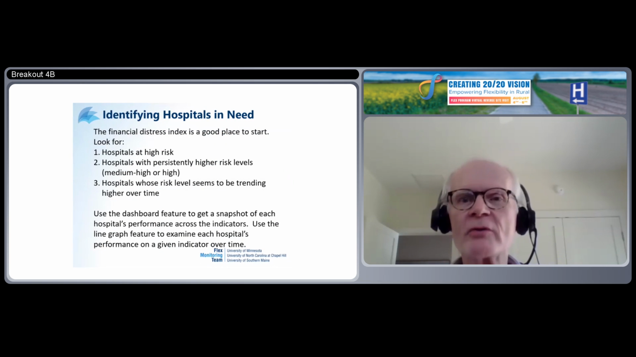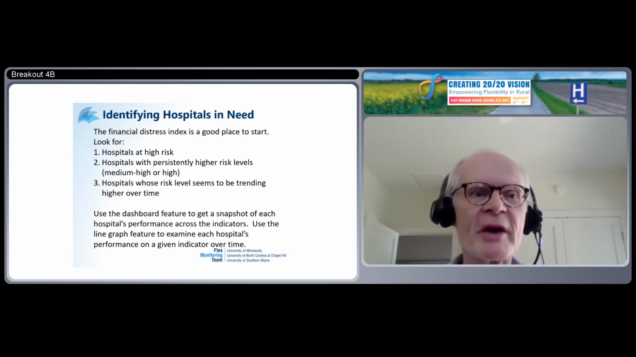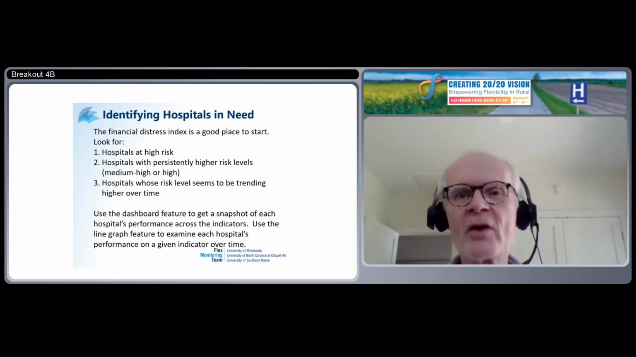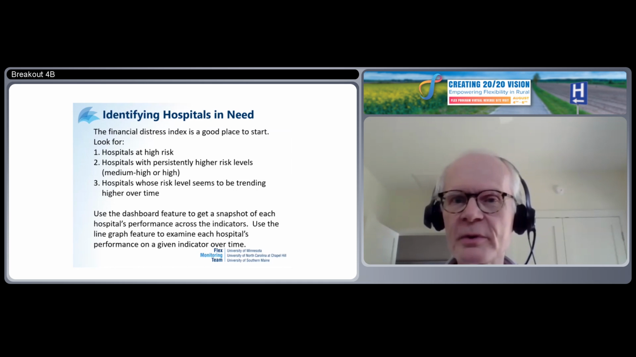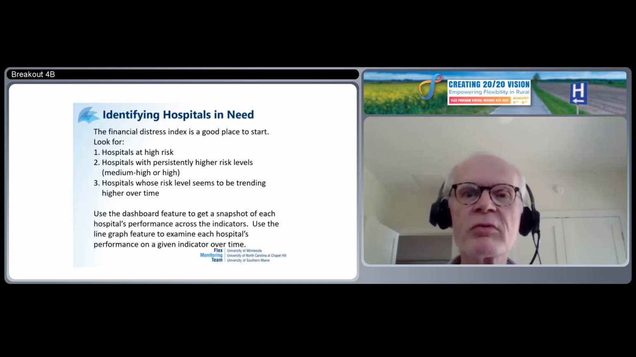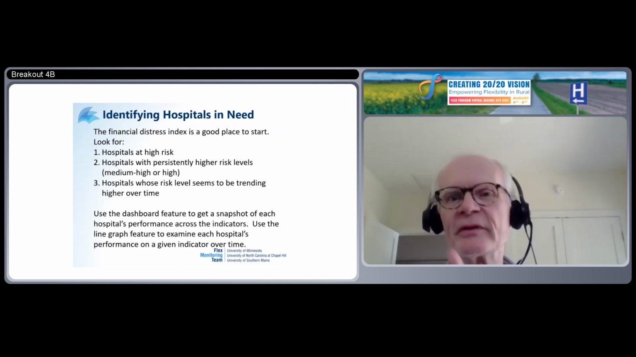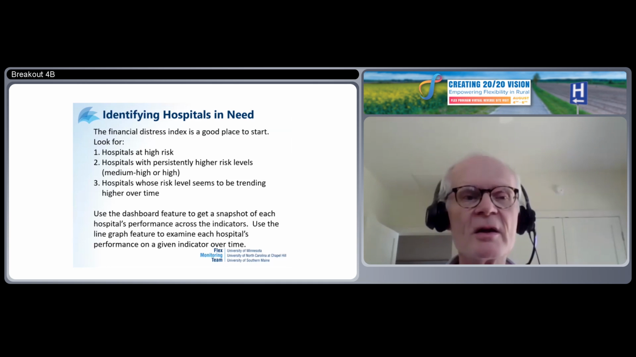So how do you go about using all this data? Well, the financial distress index, I would say, is probably the best place to start. Identify the hospitals that are at high risk. You want to look at those that have been high risk year in, year out, or in the last 2 or 3 years at a minimum. Those are probably the ones, and I say probably because this is a model, and models have error, but these are probably the ones that are going to need your attention. The ones whose risk level seems to be going up over time, you might want to keep your eyes on as well.